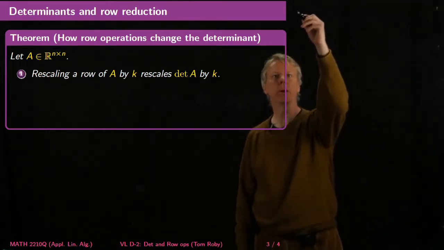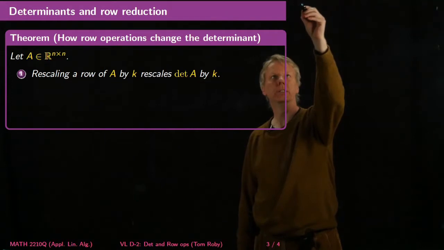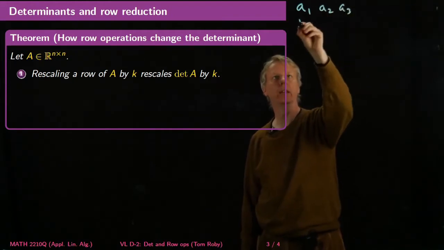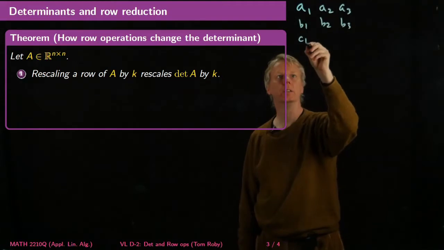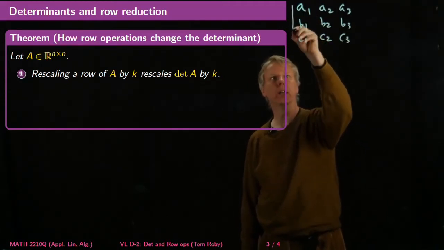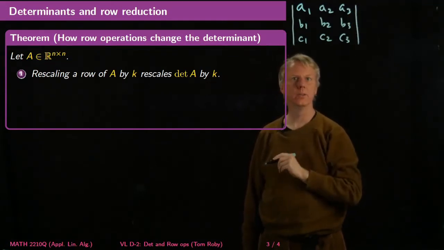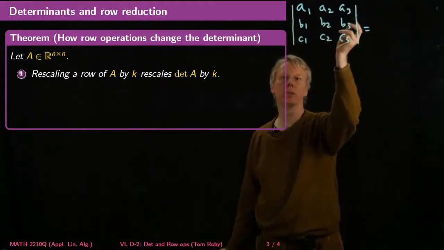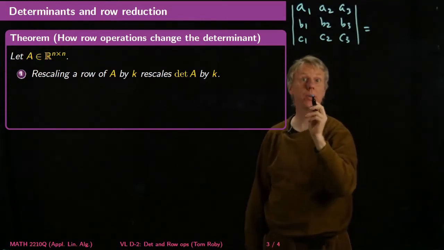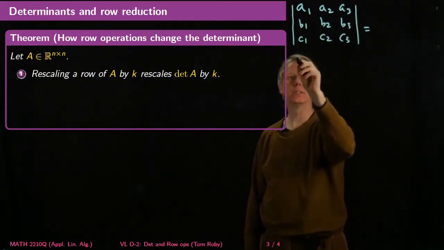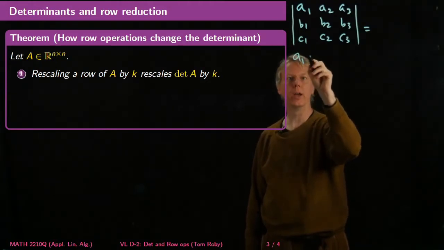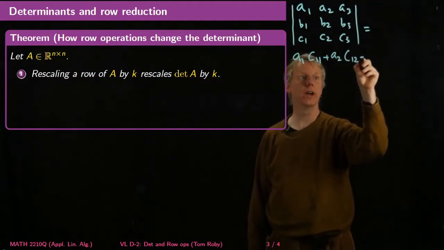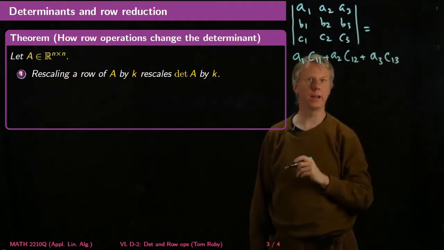Let's just say I've got some matrix, and instead of writing it with the usual double subscripts, let me write it this way. So I've got A1, A2, A3, and then B1, B2, B3, C1, C2, C3. This is a little quicker to grasp. Now, if I'm interested in the determinant of this, I know I can expand it around the first row. So it can be written as A1 times the C11 cofactor, plus A2 times the C12 cofactor, plus A3 times the C13 cofactor.